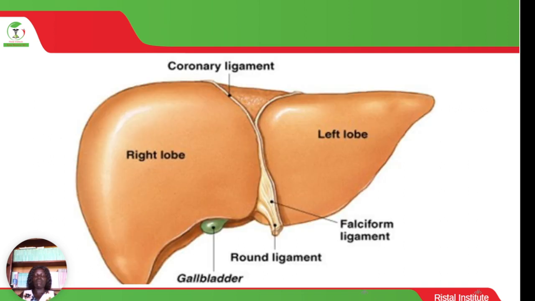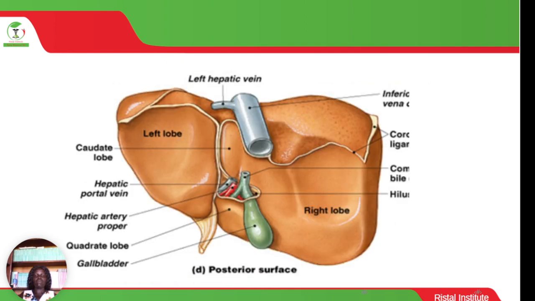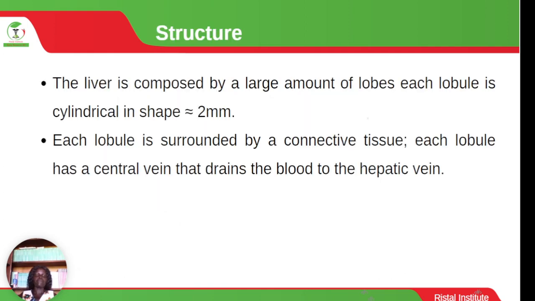So right there we have that pictorial that shows the liver. We have the gallbladder there, we have the round ligament, we have the falciform ligament, then the left lobe and the right lobe. The right lobe is bigger than the left lobe. Then we have the coronary ligament right there. So this is when you have turned the liver inside out. This is what you are able to see.